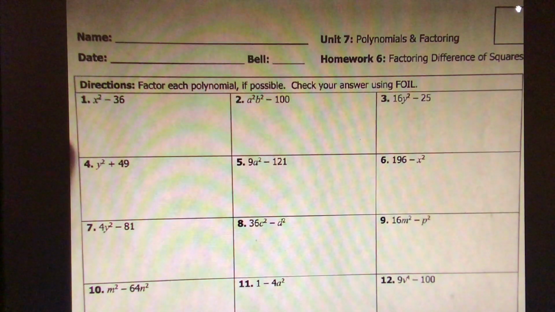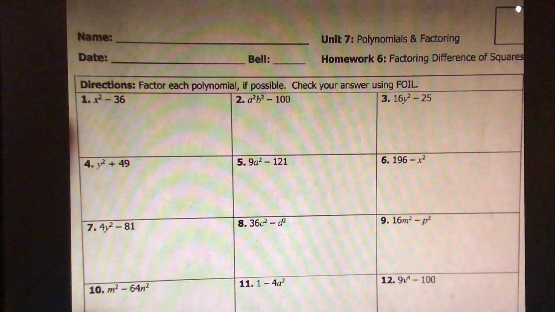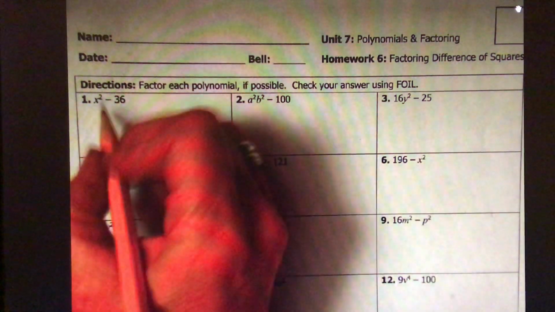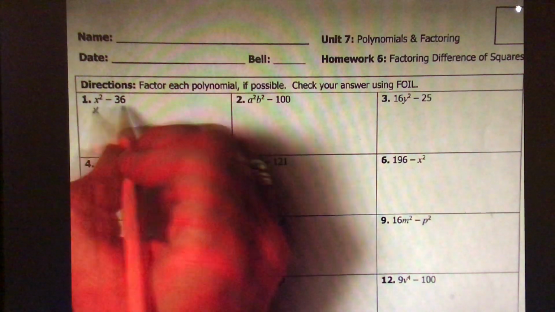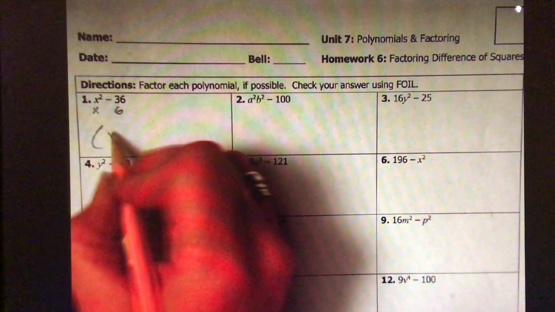Okay. Let's go for it. So if I look at number 1, again, I want to make sure that both numbers, or terms I should say, are square numbers. So you can check that. Do you think that's true? I do. I think it is true. So I have x squared minus 36. So I'm just going to write them down here. I have x and I have 6. And it's a difference. So I can do it.